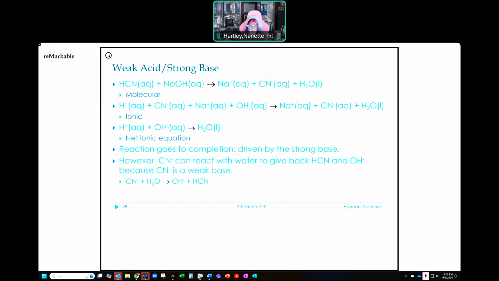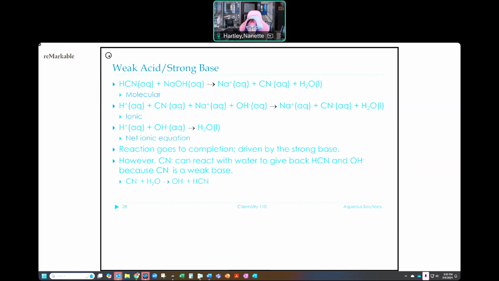So it says weak acid, strong base here, right? So HCN is a weak acid. It's not a great acid. And NaOH is a strong base. So when we do this reaction, we get H2O that's made, and then NaCN, right? And NaCN, it's not insoluble. So we end up with Na and CN in solution in H2O, right? But that is an interesting thing that we have.